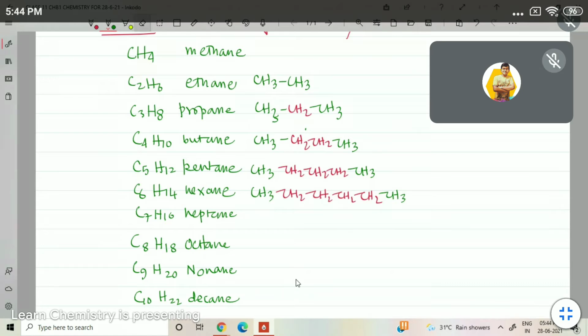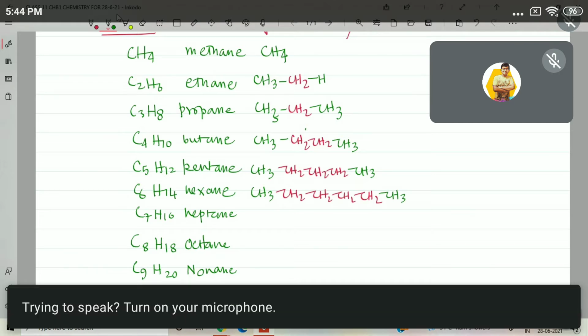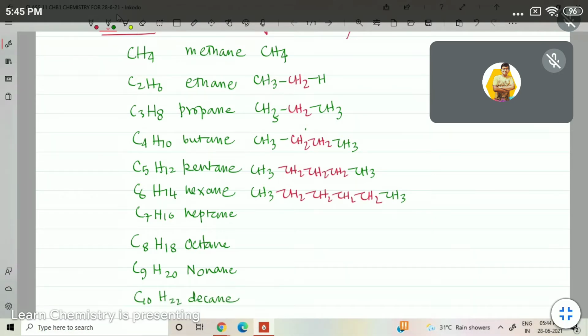You can also show this in case of methane and ethane also, like this. This is methane, and we have added a CH2 in methane, and it has become ethane. Understood?